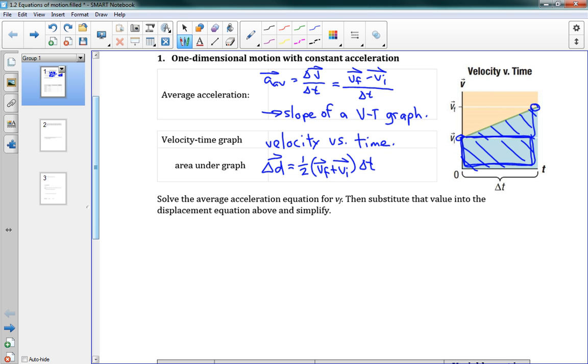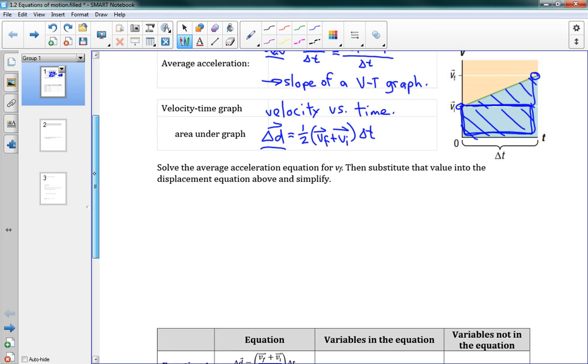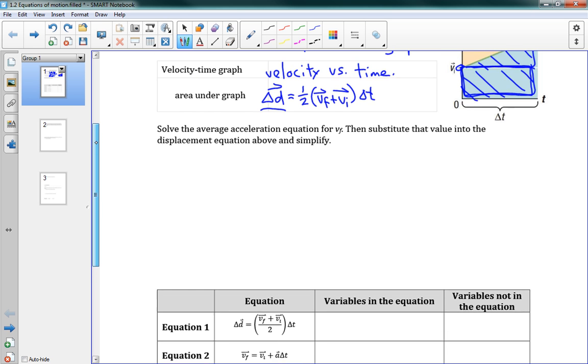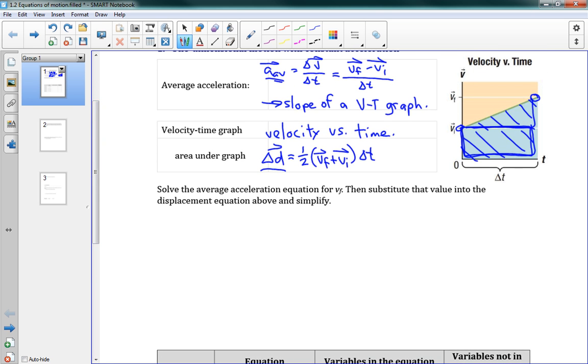Okay. So now we have two equations from this graph. We have an equation for displacement, and an equation for acceleration. We're going to put those together now, and with those two equations, we can work out all our other equations. So here it says solve the average acceleration equation for vf, then substitute that value into the displacement equation above and simplify. So this average acceleration equation, we're going to rearrange for vf.